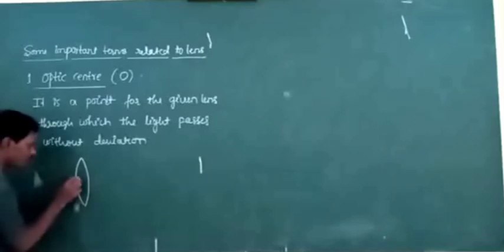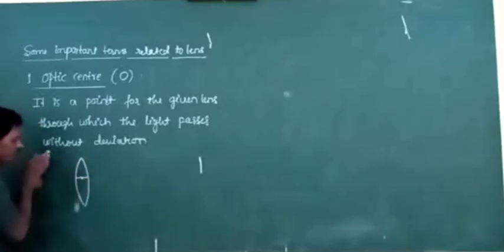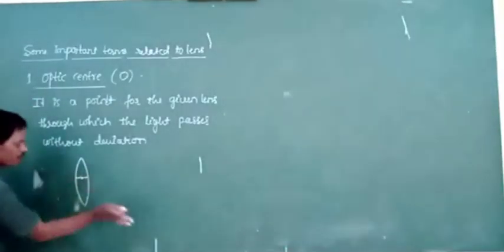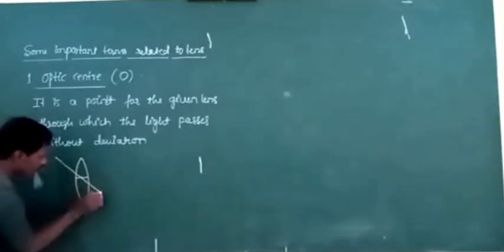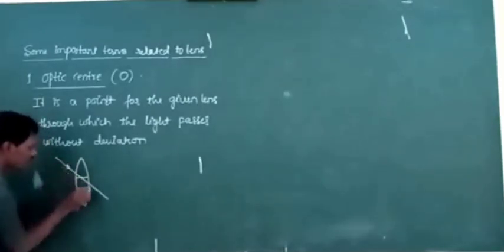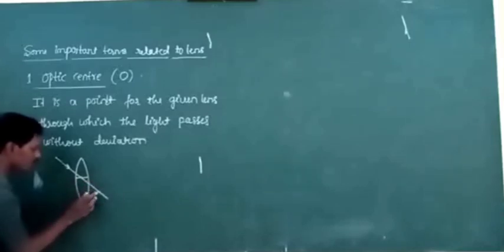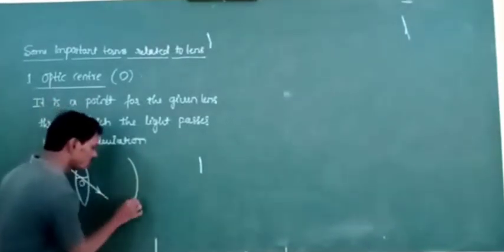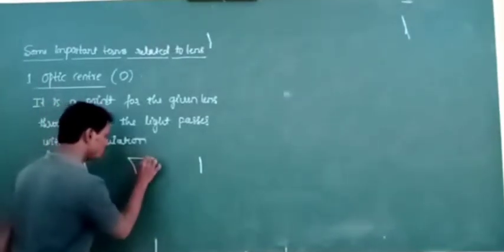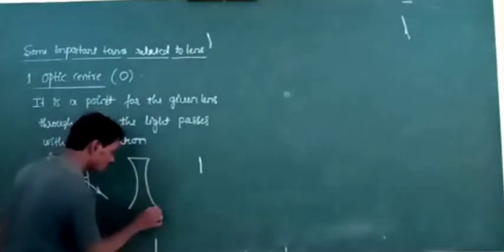There is a point inside the convex lens. So whenever we send the light through this point, the light passes without any deviation. This point for the given lens is called optic center, and it is denoted by O. And for the concave lens, it is thin at the middle and thick at the edges.